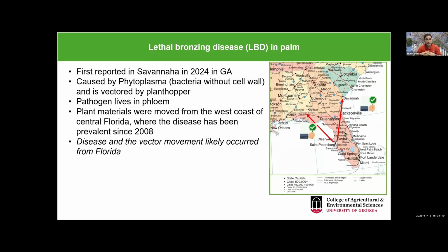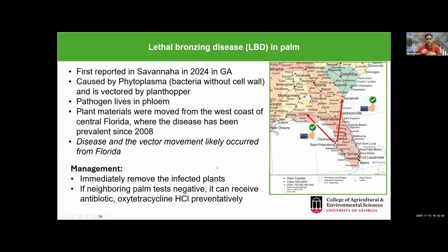It lives in the phloem, and based on the findings that came out in the 2024 literature, the plant material was actually moved from the west coast of Florida to Savannah, and in Florida they have been experiencing this disease since 2008. So this is not a new disease for them, but for us it's kind of new. And then it's really important to understand how the disease and the vector are moving from maybe Florida and causing a new disease here in Georgia. And we have already reported positive results from Savannah and from Thomasville. So at least we have reported it in two different areas.